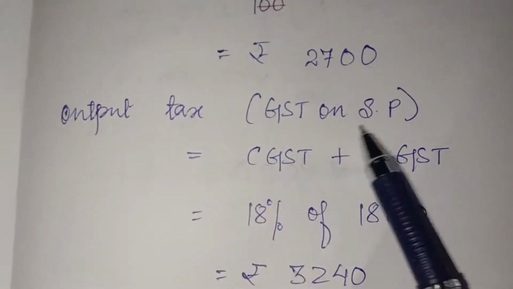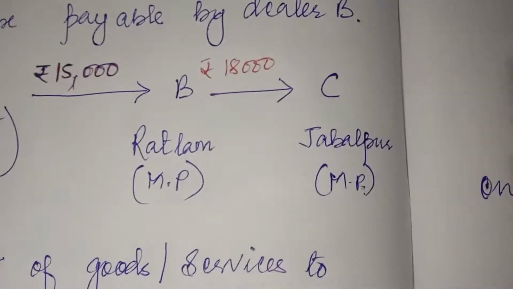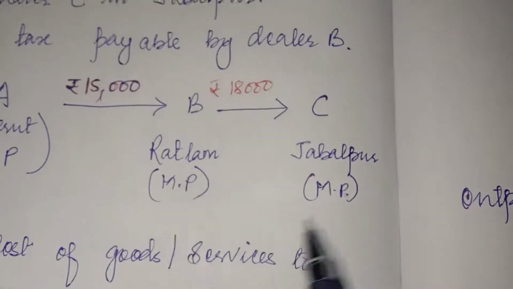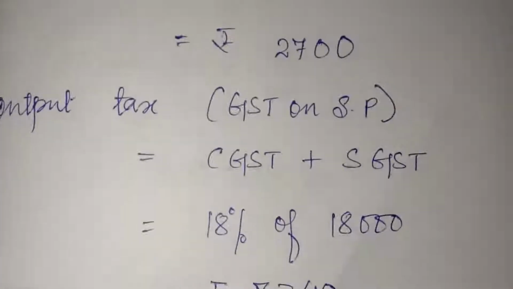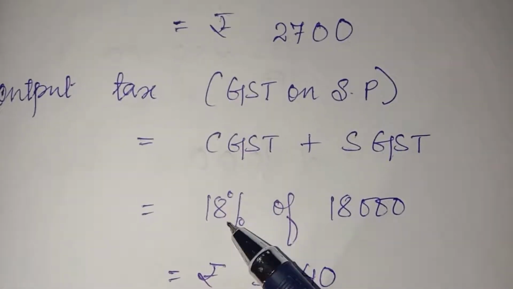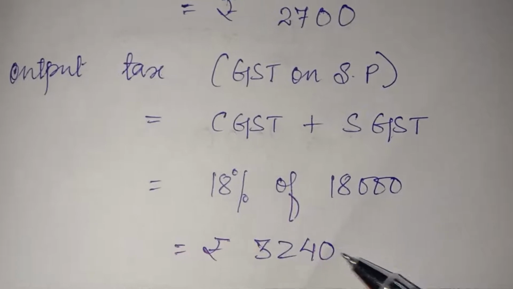Now we have to find output tax. Output means GST on SP, on selling price you have to find. So he is selling within the state, okay, Madhya Pradesh to Madhya Pradesh. So this is intrastate. So here CGST plus SGST. So here we will find directly 18% of 18,000, which is 3,240.